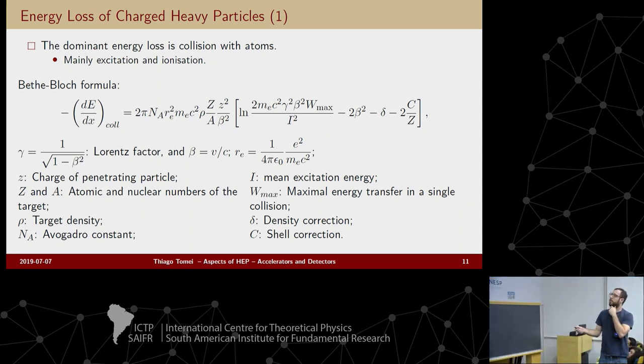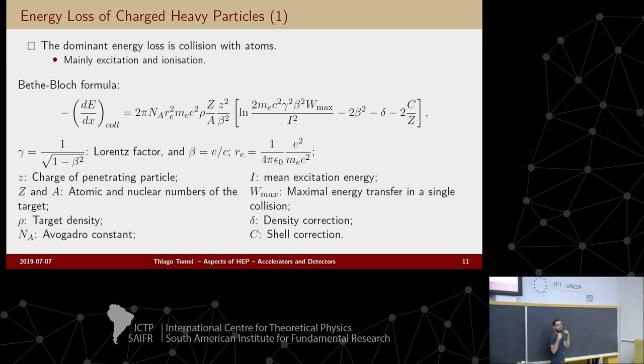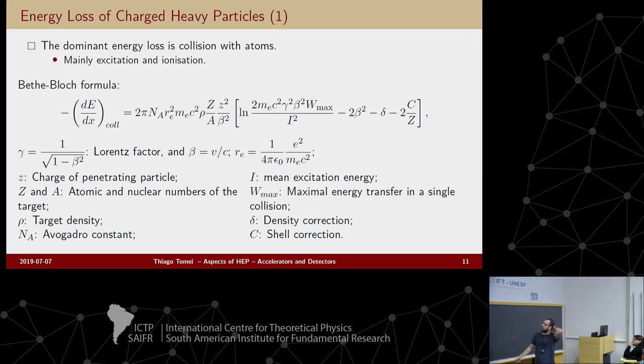You see here that it depends on the Lorentz factors, gamma and beta. It depends on the classical electron radius, plus the charges, the atomic and nuclear number of the target, and the density constant. I will speak about the mean excitation energy later. Then the maximum energy transfer: let's say that a particle is interacting with an atom. If you run the kinematics, there is a maximum energy that can be transferred in one single collision. It depends on that, plus the ad hoc corrections.